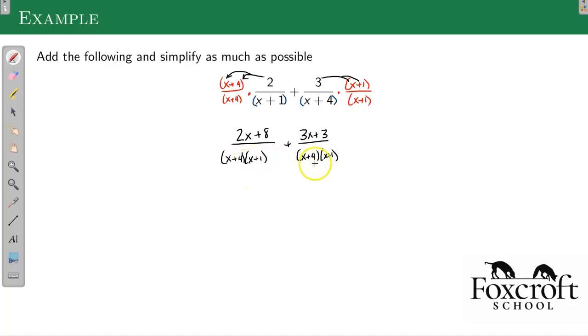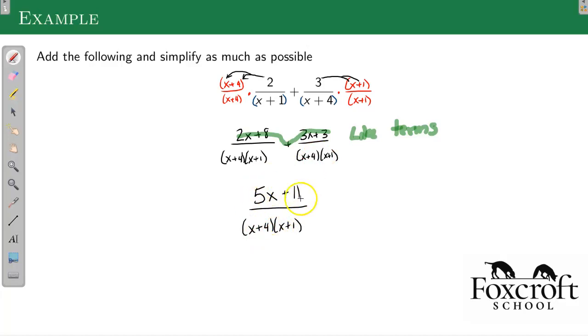Now these bottoms are exactly the same, and now I can add the tops. When we add the tops, just remember to look for like terms. I only add together the like terms, so 2x and 3x combine to give me 5x. Let's write that in a different color. And the 8 and the 3 don't have a variable, so those combine to give me 11, over x plus 4 times x plus 1. All right, so that's a final answer.